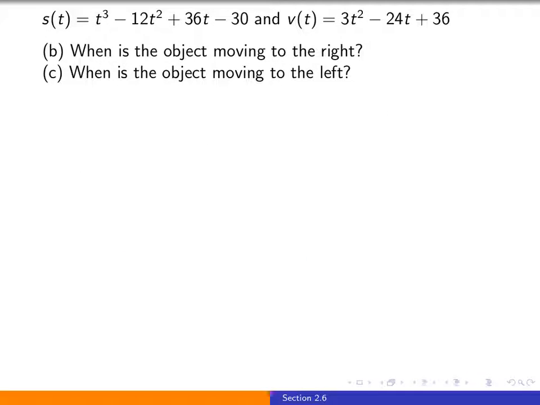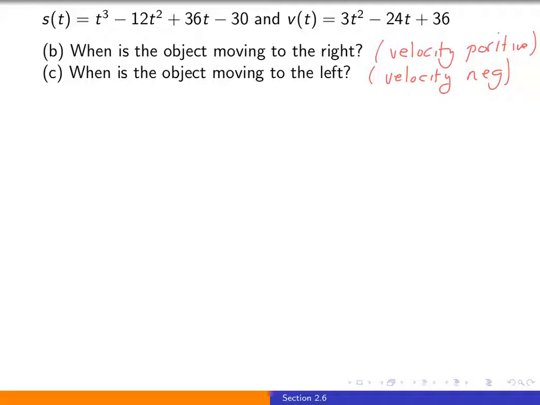So let's now look at parts B and C. So when is the object moving to the right? When is the object moving to the left? So this is just a very fancy way of asking, when is the object moving to the right? That would say when is the velocity positive? To say when is the object moving to the left, we're looking at when is the velocity negative.